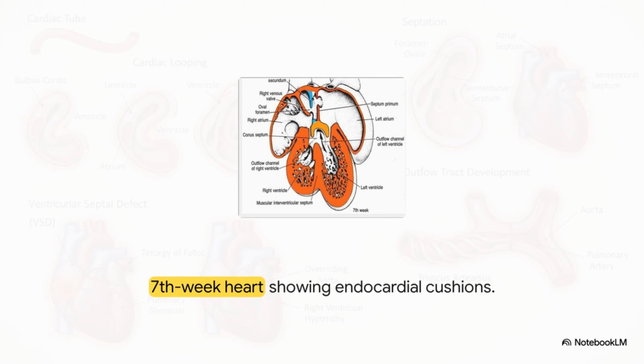And this brilliantly illustrates what's happening by the 7th week. The endocardial cushions are acting as this major central meeting point. Look at how the septum primum is descending right toward them, while the muscular interventricular septum is growing upward to meet them. At the exact same time, you've got the oval foramen and the right venous valve taking shape over in the right atrium, which, as we know, establishes those absolutely necessary shunts for fetal circulation.